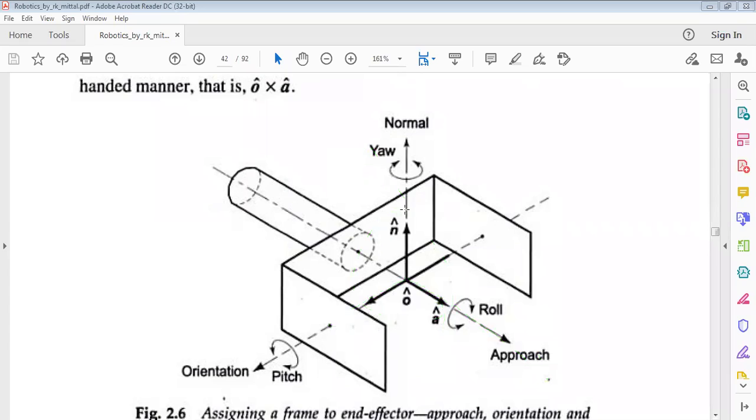The third vector is the normal vector, which is in the x direction. It is normal to the approach vector and the orientation vector in a right-handed manner.